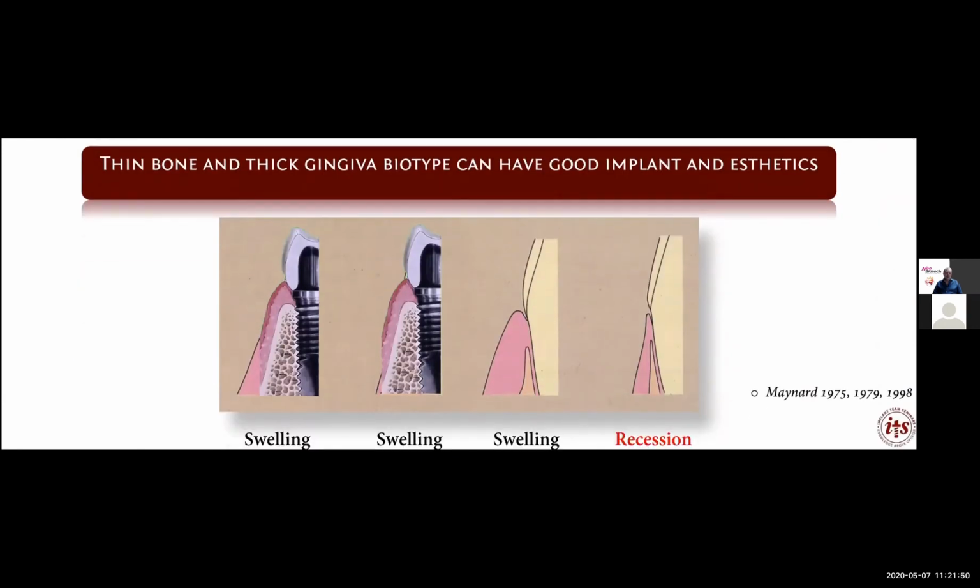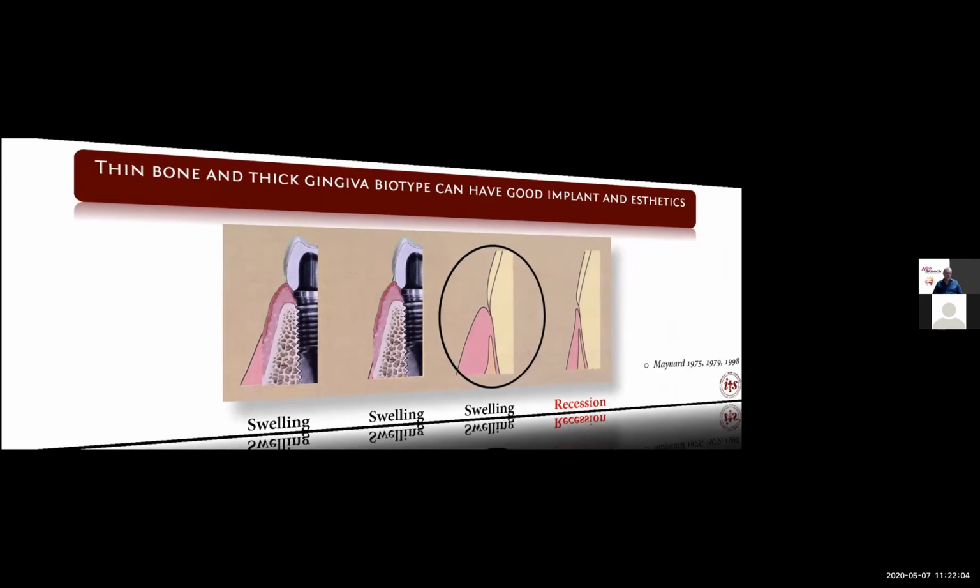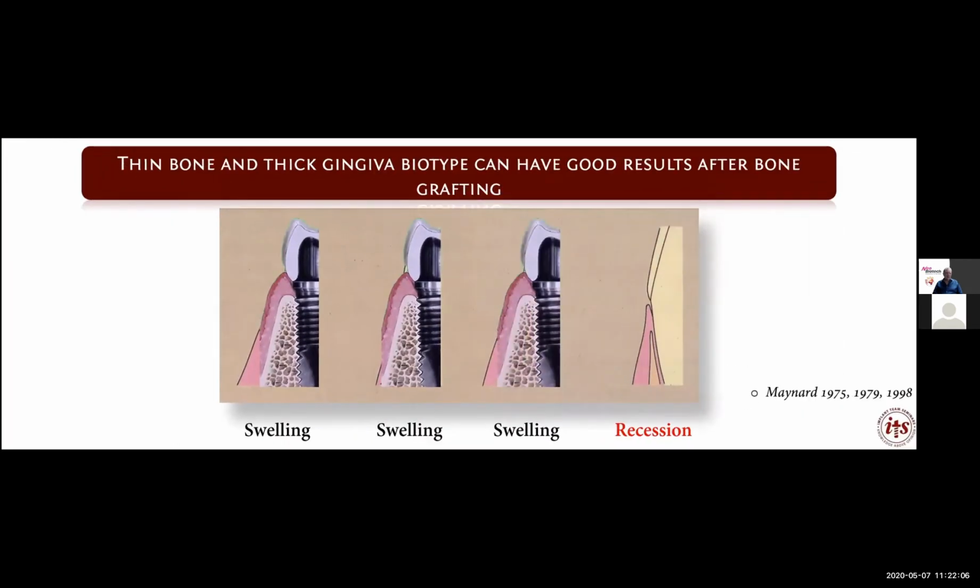The biotype of thick tissue and thin bone can be converted to a better biotype after a bone grafting procedure. But what about the biotype of thin bone and thin tissue? This is the worst biotype in which to place an implant, as it often leads to gingival recession and bone loss. Although tissue grafts and bone grafts are a possibility, the success rate is marginal and should only be attempted by really the most experienced clinician.